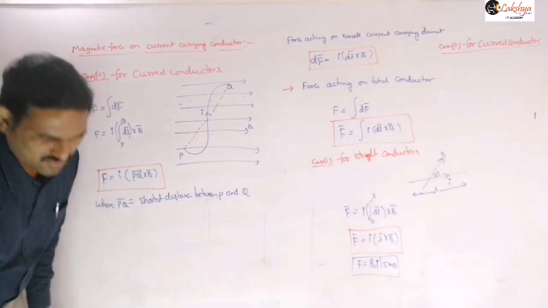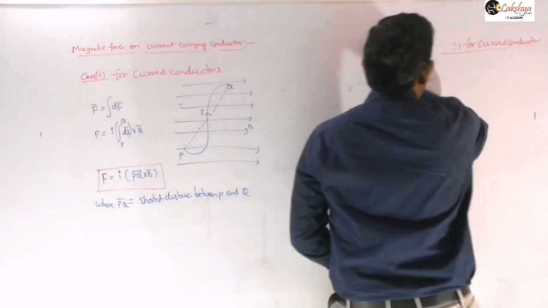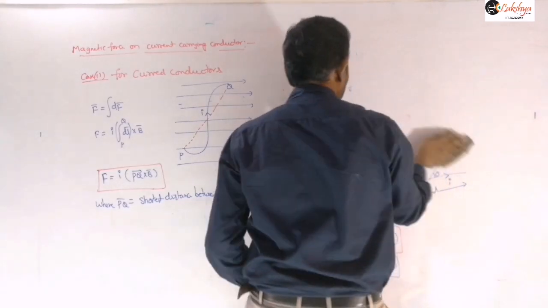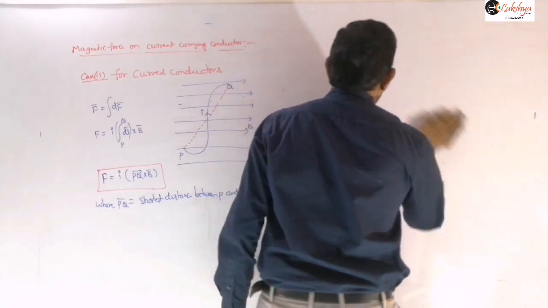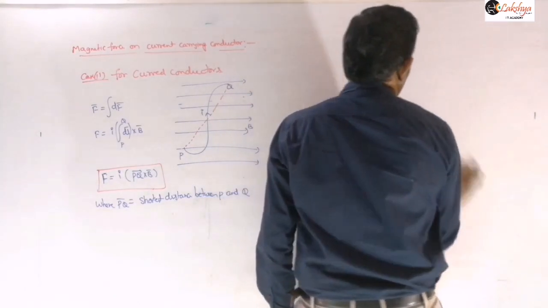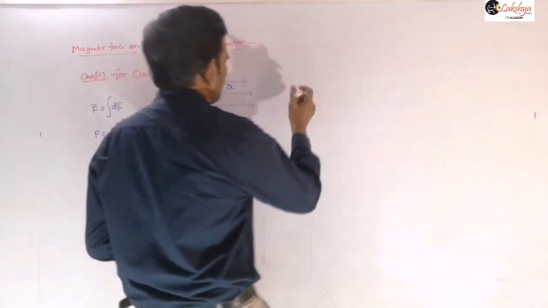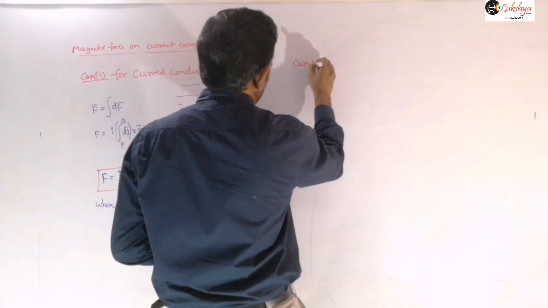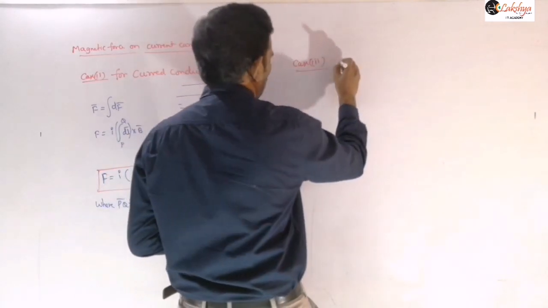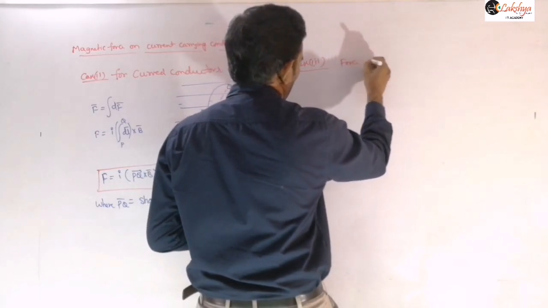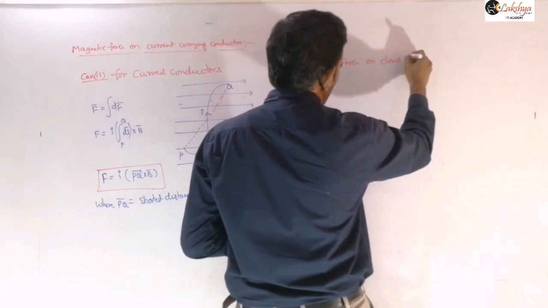And in this only we can mention one more case here. That means if that curved conductor is a closed conductor, then can you say what is the value of the force acting on the conductor? If the curved conductor is a closed conductor, so now I am taking that as case 3. Force on closed loops.